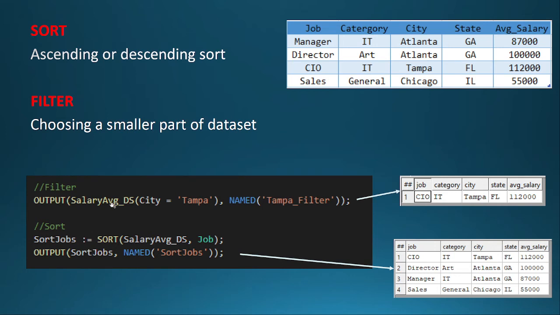If we want to output something, but let's say we want to filter, right? So we want to just output for people who live in the city of Tampa. Here's how we do that. We take our data set, we put a parenthesis after it. We say column is equal to, whatever, or is not equal to, or is greater than, et cetera, et cetera.